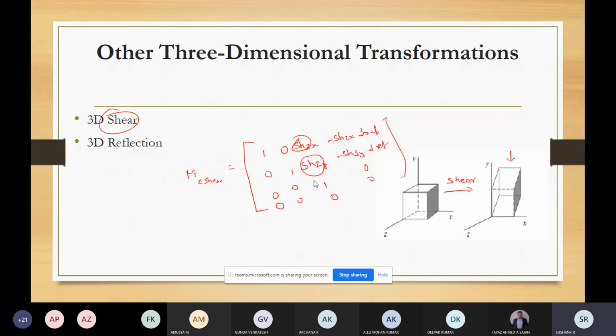This transformation will change the value of the x coordinate and y coordinate, which in turn will change the shape of the object. So this is an example for this object. If I'm performing a shear operation, you can see the change of the object. The object is getting distorted, or there is a change in the shape of the object. So this is regarding the other 3D transformations.